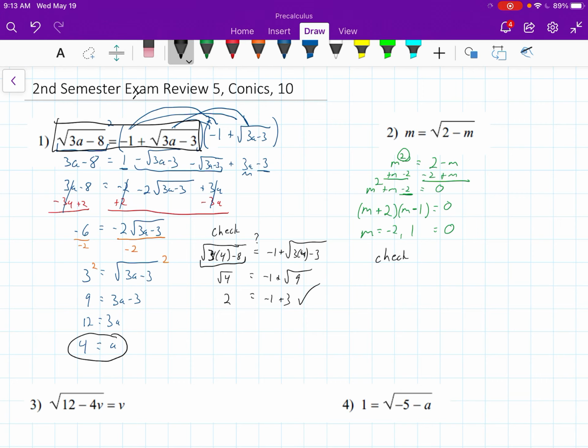So we're going to plug in negative 2. Does negative 2 work? Well, without even going further, and you could go further and check it, but a square root never equals a negative, so negative 2 does not work. Now check 1. Does 1 equal the square root of 2 minus 1? And thinking through that, 2 minus 1 is 1, square root of 1 is 1. That does work. So our answer, that shouldn't have been there, is m equals 1.